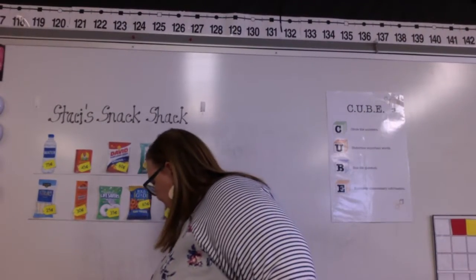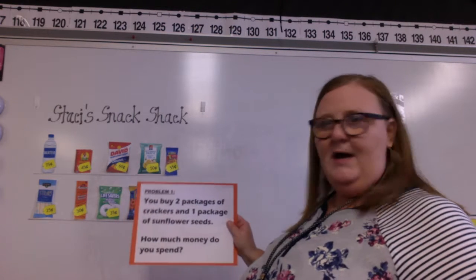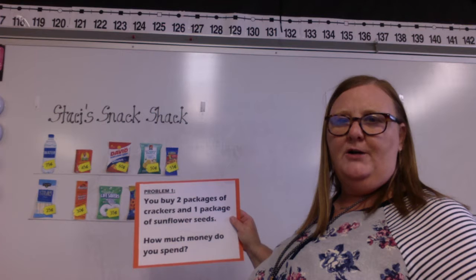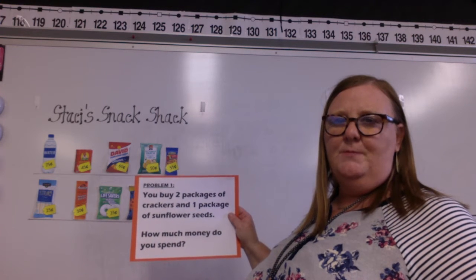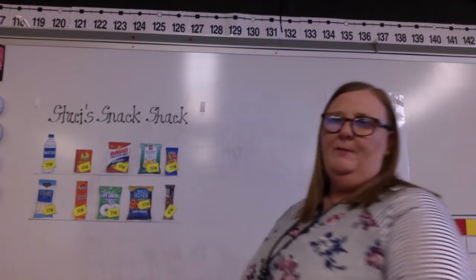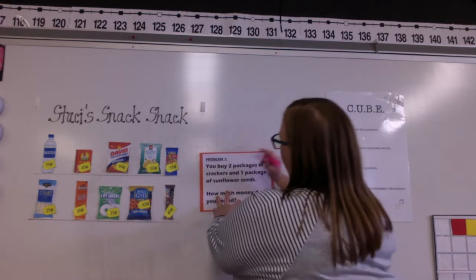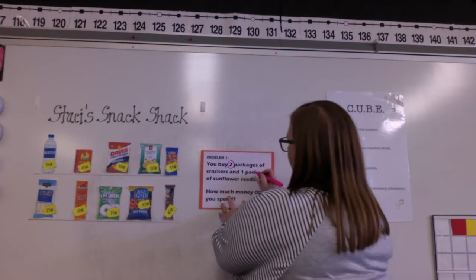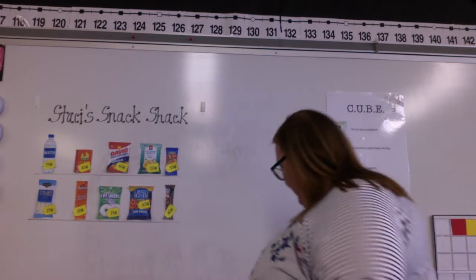And the first problem says this. You buy 2 packages of crackers and 1 package of sunflower seeds. How much money do you spend? So the first thing I'm going to do is cube my problem, and the first thing I'm supposed to do is circle the numbers. So I'm going to circle 2, and I'm going to circle 1. Those are my numbers, okay?